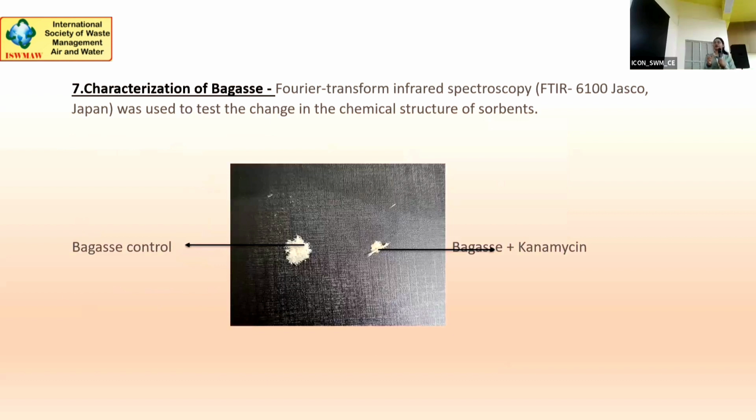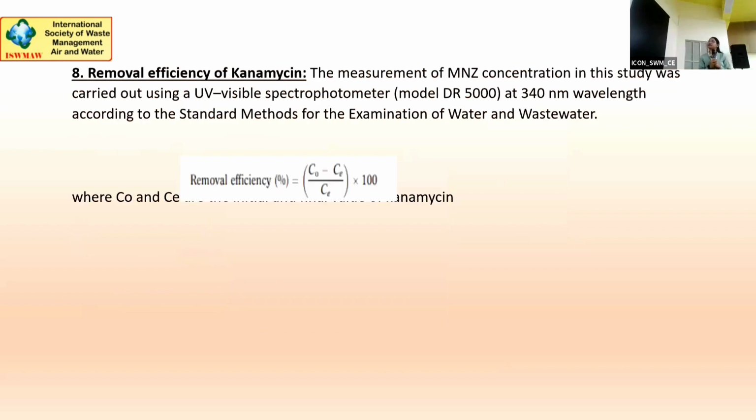Then to characterize the bagasse, we did the FTIR study, and we used bagasse control, which is normal bagasse powder, and another one is the centrifuged bagasse, which is bagasse plus kanamycin. Next. To study the removal efficiency of kanamycin, we use a UV spectrophotometer, and the removal efficiency can be calculated by the equation: the initial value minus the final value of the kanamycin, divided by the initial value of the kanamycin, times 100.